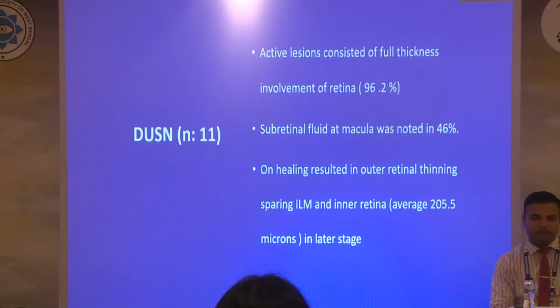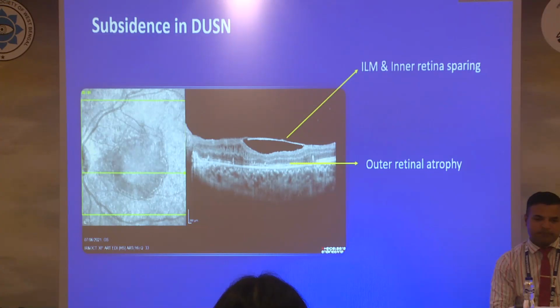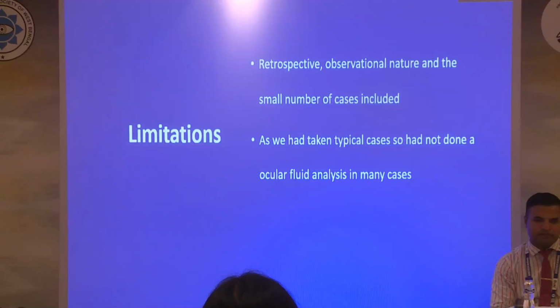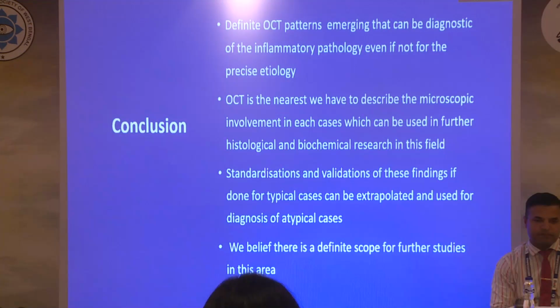In Dosen, active lesion causes full thickness involvement. But the healing sequence in Dosen is different from CMV. It's that there is outer retinal atrophy rather than a full thickness atrophy in Dosen as compared to CMV. This is already explained by previous authors, as Dosen mainly involves a local toxic effect on the outer retina, which can explain our findings. So limitations of our study: it is a retrospective study, and no ocular fluid analysis was done.